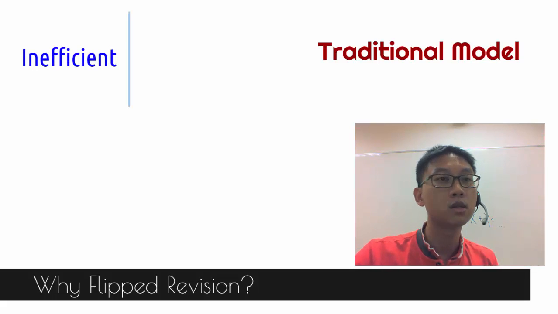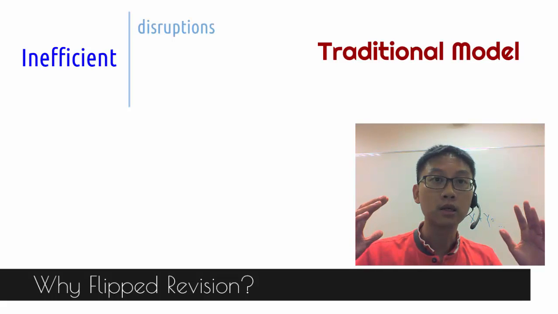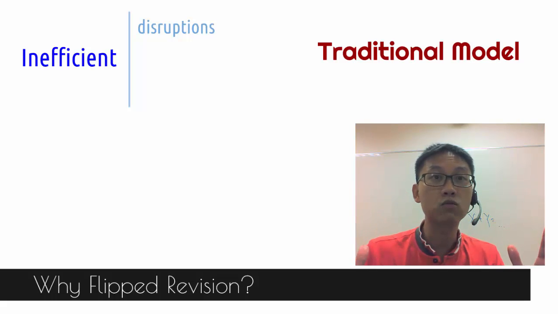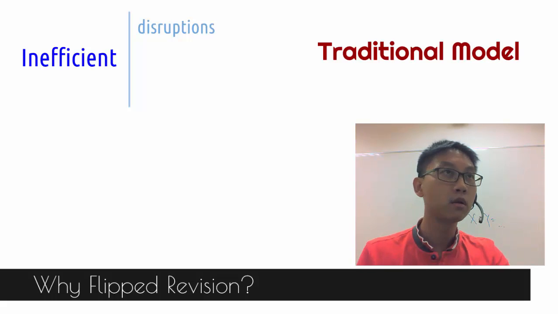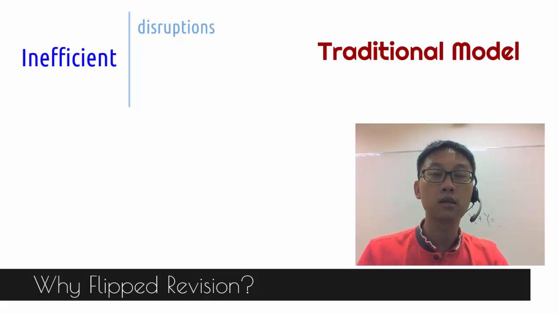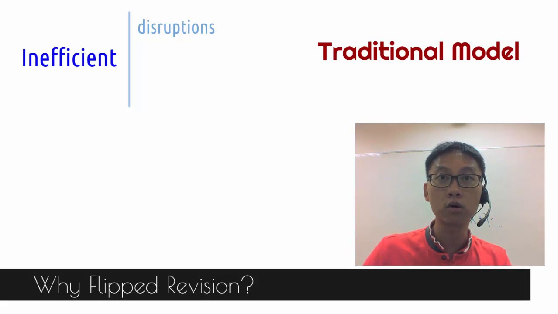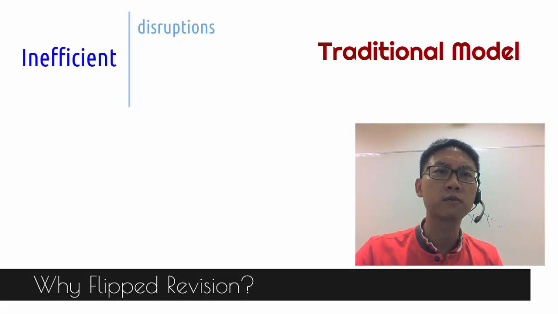Firstly, it's not very efficient. Why? Because when I do lecture, and if you already understand the flipped classroom model, you know that there are so many disruptions in the traditional model of lesson. One, students may not be ready, they may feel bored, or I may have people at the door, or the bell may ring, someone goes to the toilet. So there are many disruptions.